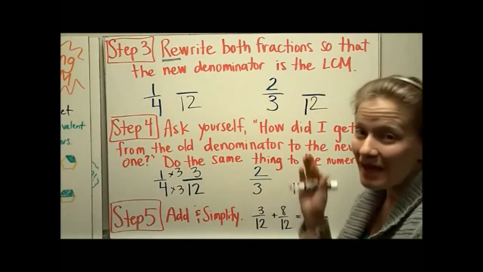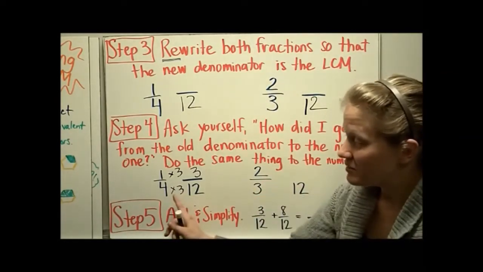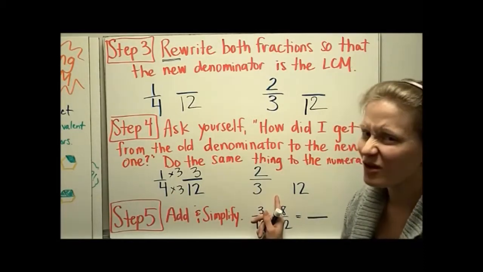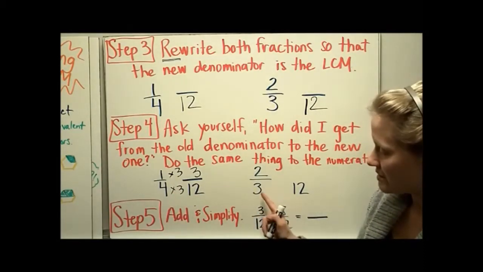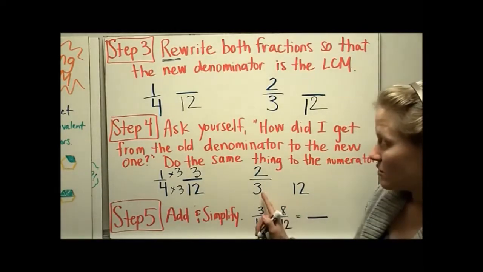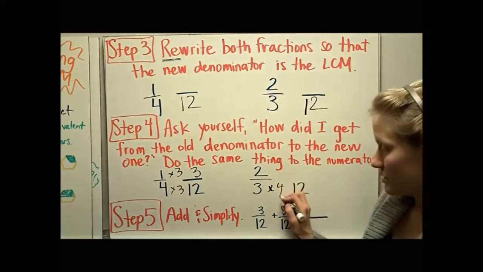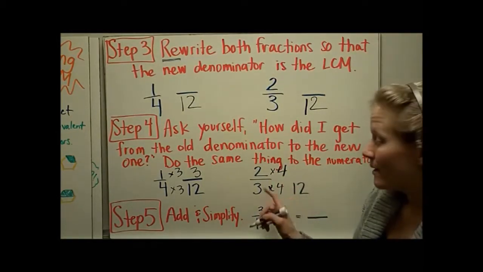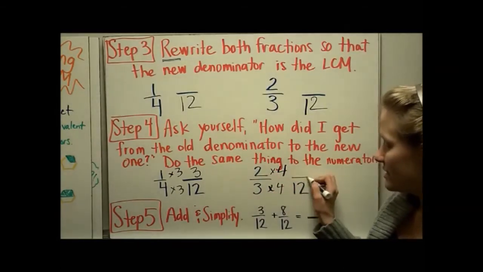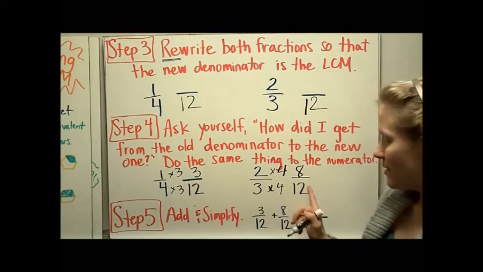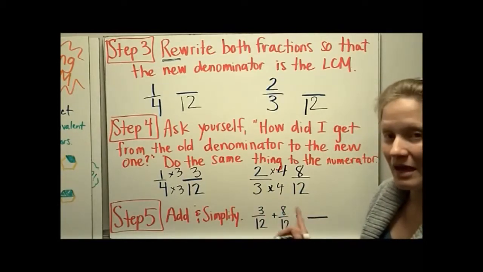I need to do that step again. Sometimes I see people think if I did multiply by 3 here, I must multiply by 3 over here, but it's a different fraction because I need to do something different to get from 3 to 12. So 3 times 4 is 12, so I need to do the same thing to the top, times 4. 2 times 4 is 8, and the new numerator is 8. So now we have 3/12 plus 8/12, and I've rewritten that here.